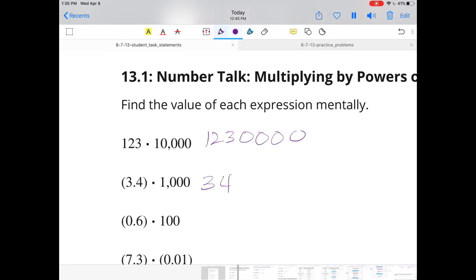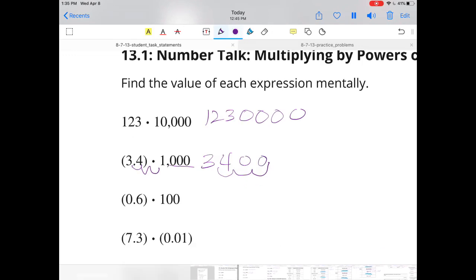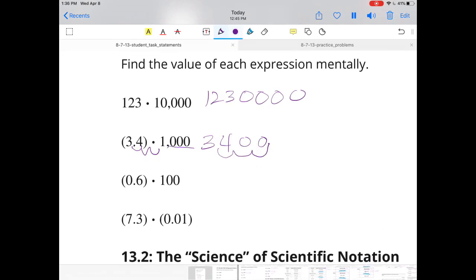Next one, notice how there's a decimal there, and since there's 3 zeros, we're going to count 3, okay? 1, 2, 3, like that. 1, 2, 3. So it's 3,400. Next one, 0.6 times 100. That's 2 zeros, which means we're going to move it twice to the right, okay? So that's going to be a 60.